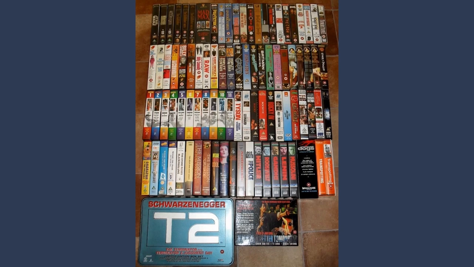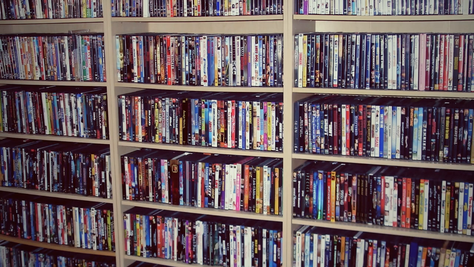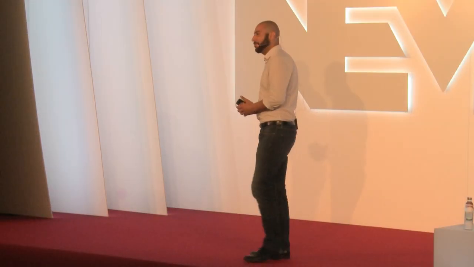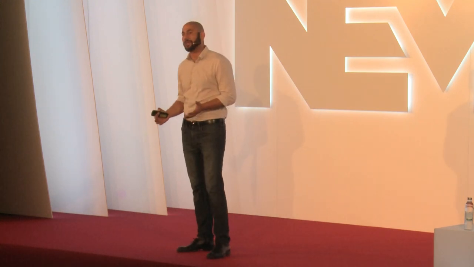As you can see here, this is my first VHS collection that fairly fast grew into a huge DVD collection that right now is basically just sitting there gathering dust because the whole industry is moving into the digital. Now, what we at Vionlabs are trying to prove here is to see if we can actually understand how a director is communicating emotions through imagery and sound. So the big question is, can we move beyond genres? Can we move beyond those traditional ways of working with content that we've been doing for the past 20 years?